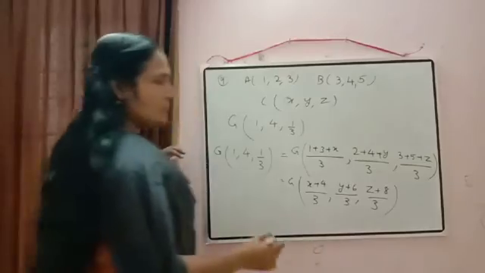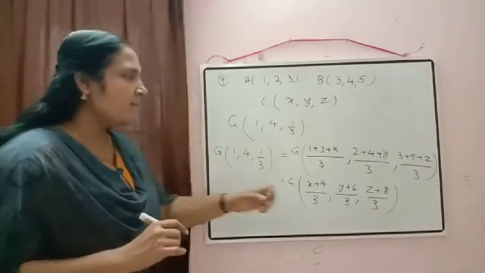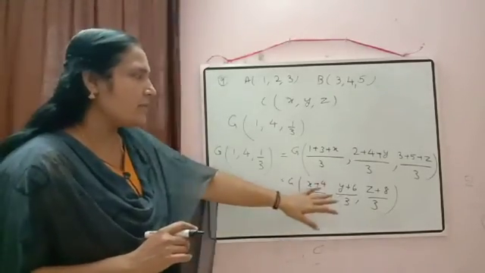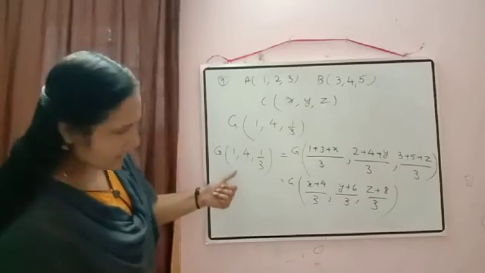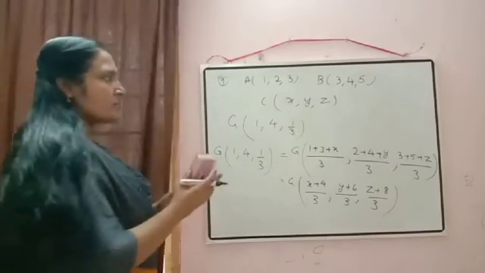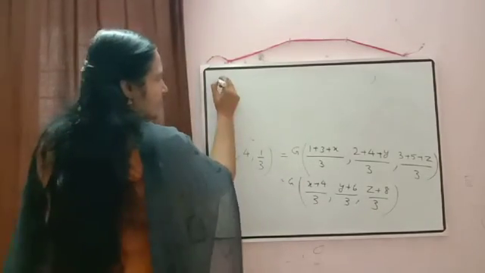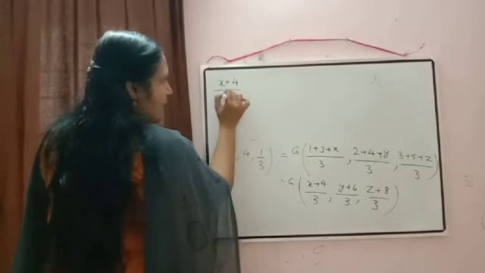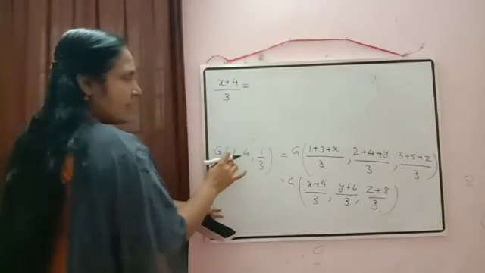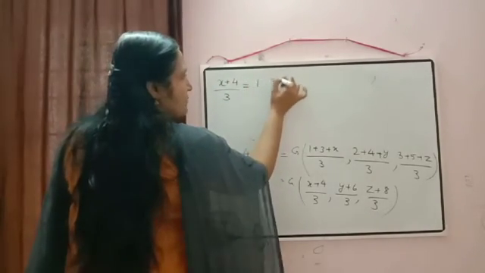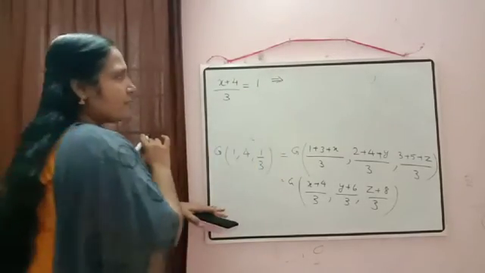So according to the formula of centroid, these are the coordinates of centroid. But in the question, the x coordinate, y coordinate and z coordinate are given. So now we can equate the corresponding coordinates. Our x coordinate is (x plus 4) by 3. But in the question what is given? The x coordinate is 1. So from here we will get the value of x.